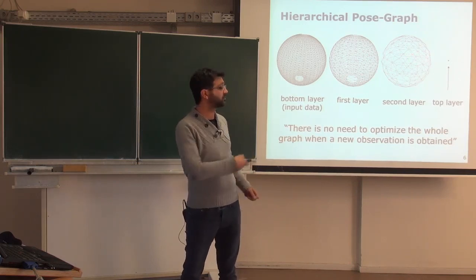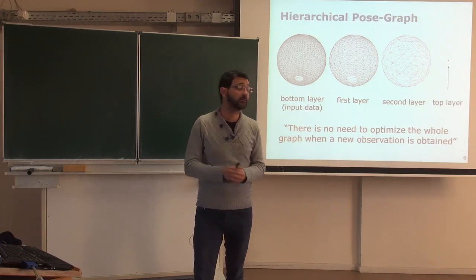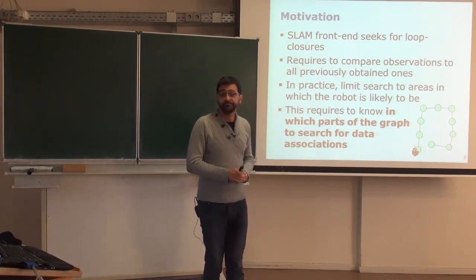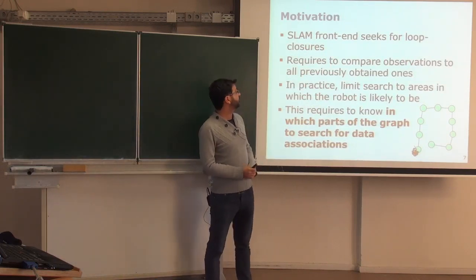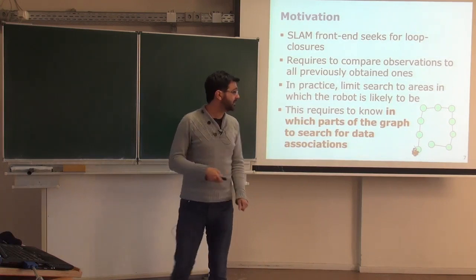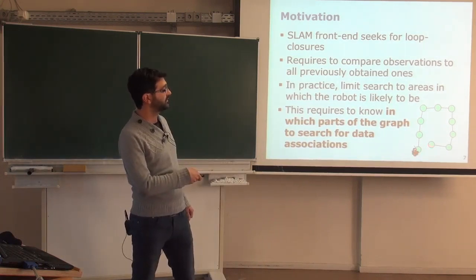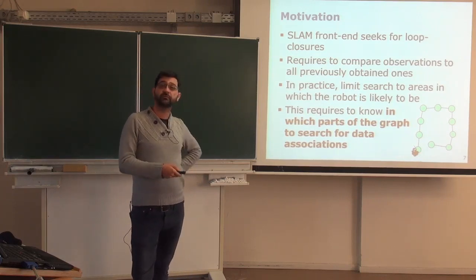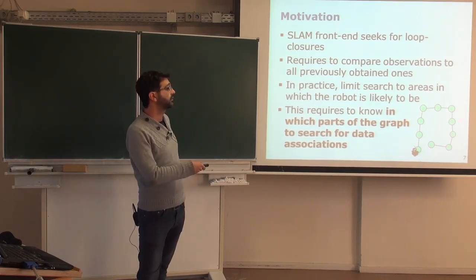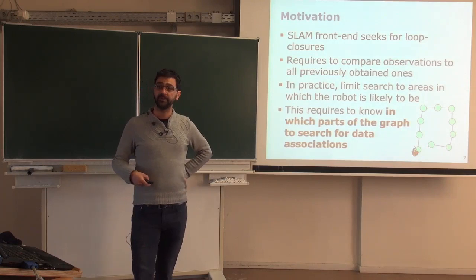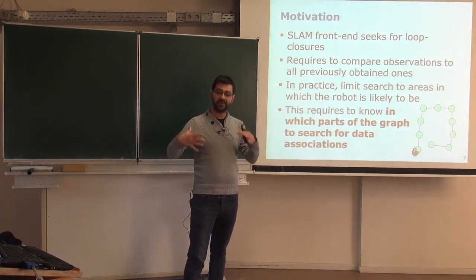Of course, this is an approximation, and we'll see now what this approximation means and how we can construct this hierarchy. The motivation, as I said before, is that we want to limit the search for potential data association. So imagine this situation here, where the robot started here, does a certain loop, and then reaches this part of the environment. If we naively try to look for data association, we have to go through all of these nodes and try to match the current measurements with the measurements stored at that particular node. Note that we don't yet have a metric structure of the environment.